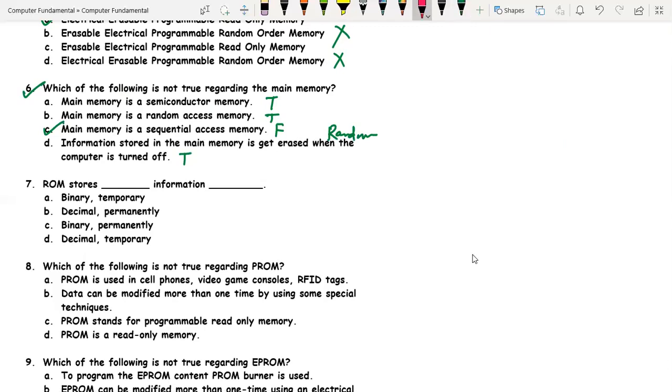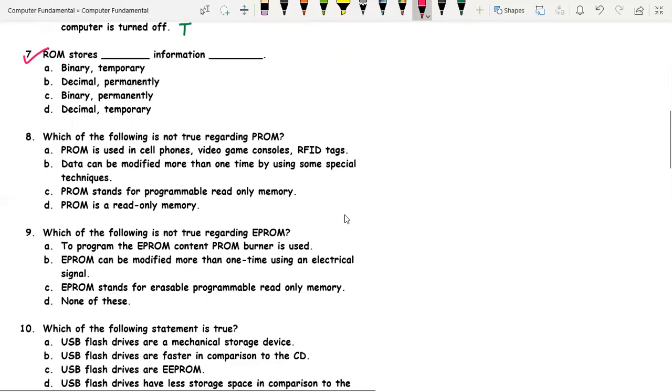Move to question number 7. ROM stores binary information permanently. So ROM never stores the decimal. So decimal is directly wrong, and then ROM is the permanent memory because it's read only. So this option is wrong. So the correct option is ROM stores binary information permanently.